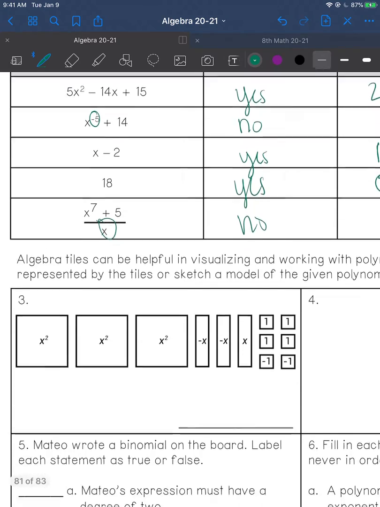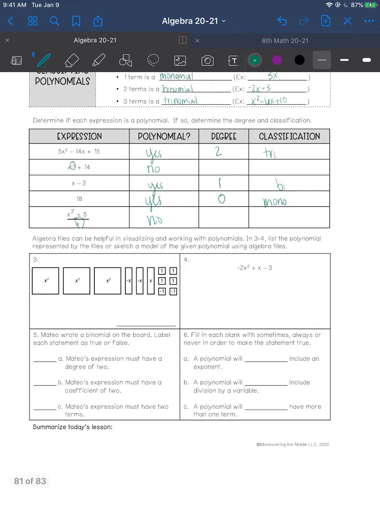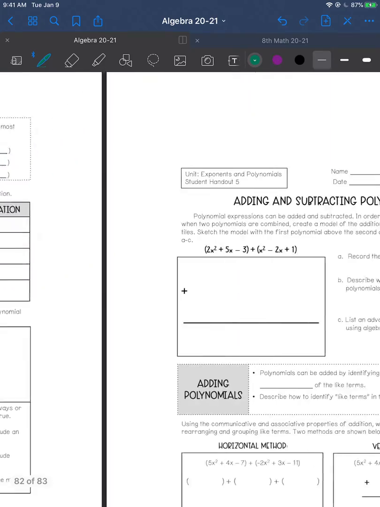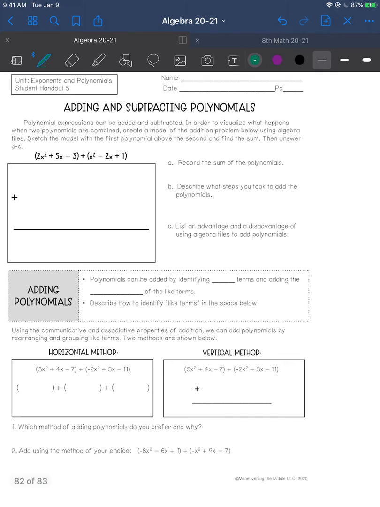Okay, so next we're going to start talking about algebra tiles a little bit, but I don't want to go through algebra tiles twice. So I'm going to go ahead and skip the rest of this part of the page. If you have any questions about it, of course, let me know. But now we're going to start talking about adding and subtracting polynomials, because all it's really doing is adding like terms. Just now we're going to be looking at more terms.